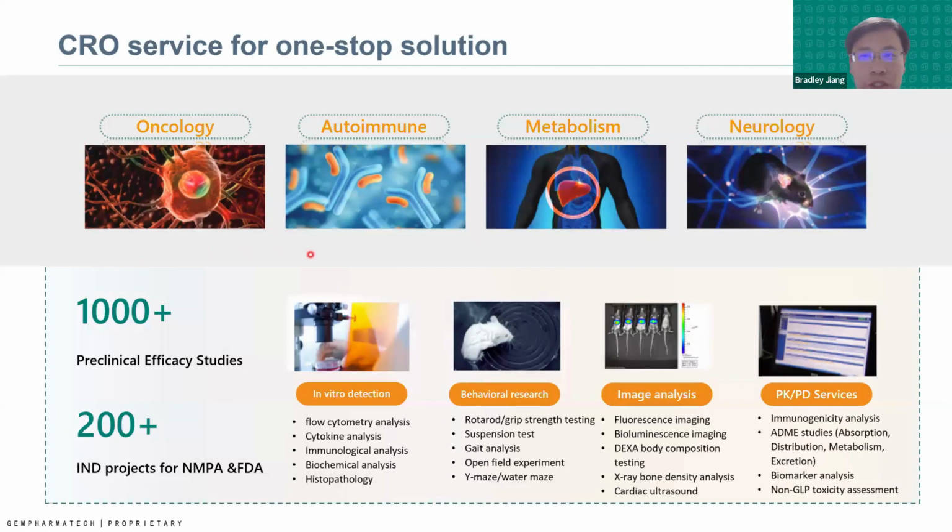Relying on strong model construction capabilities, we also provide CRO services using these constructed mice for one-stop solutions. Our CRO service pipelines cover oncology, autoimmune, metabolism, and neurological areas. We offer over 1,000 efficacy services and non-GLP safety assessment services per year, including over 200 projects for R&D applications. Our services include in vitro and in vivo efficacy, behavior testing, imaging analysis, and PK/PD services.